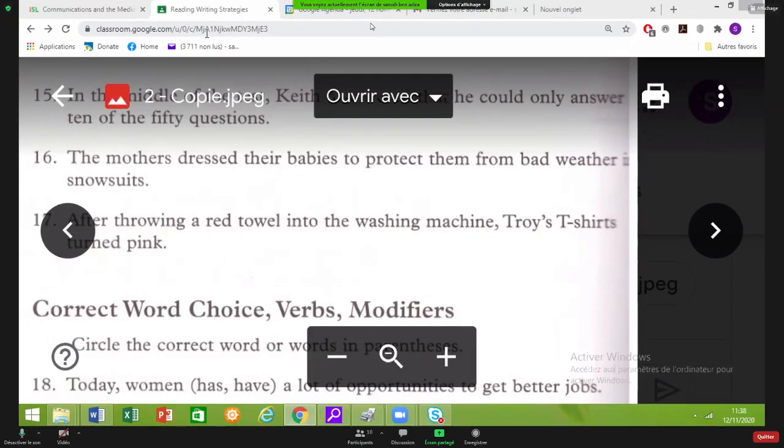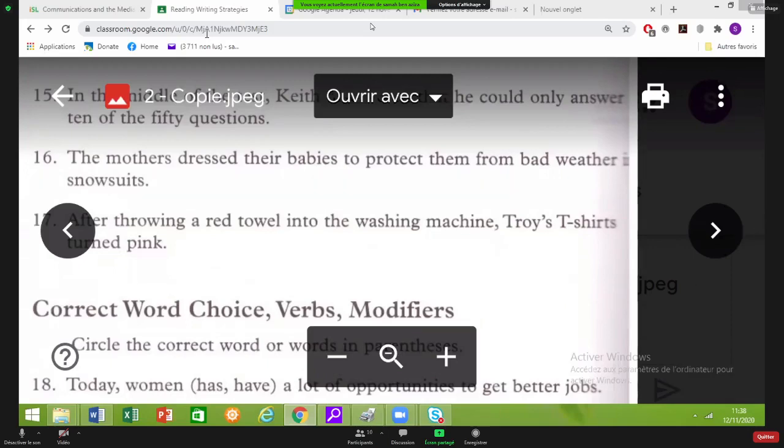Okay, number 16. Can I do it? The mother. Good. Or there is another possibility. To protect them from bad weather, the mothers dressed their babies in snowsuits. Very good.